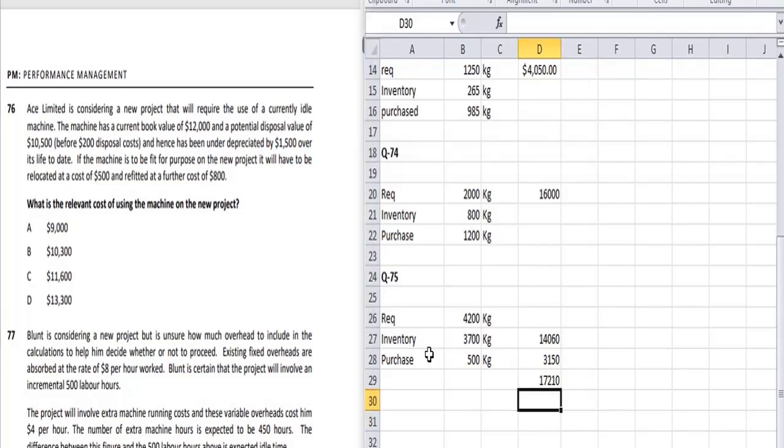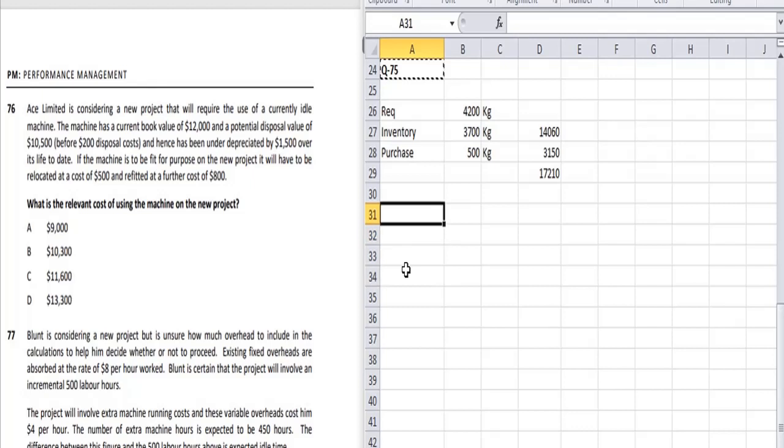So here the book value will not be the relevant cost, that's the sunk cost, but the disposal value, meaning whatever value we will get from selling it, will be relevant. So the disposal value, but it will incur a cost of 200. So 10,500 minus 200, and it has been under-depreciated by 1,500 over its life to date. Again, depreciation is not a relevant cost. If the machine is to be fit for purpose on the new project, it will have to be relocated at a cost of 500 and refitted at a further cost of 800.